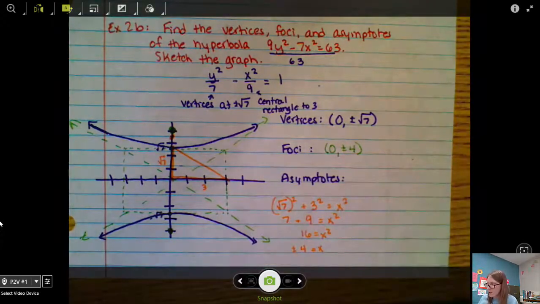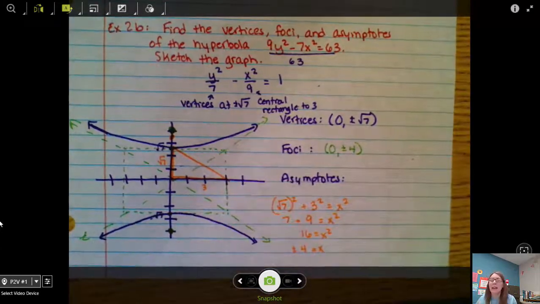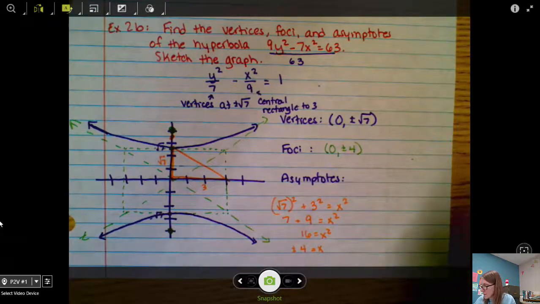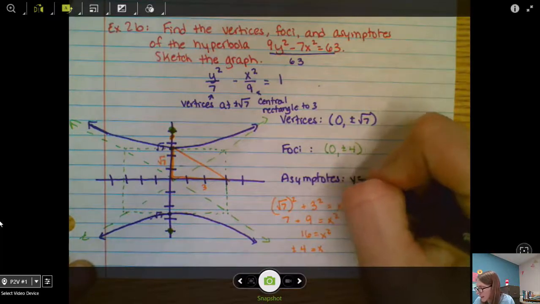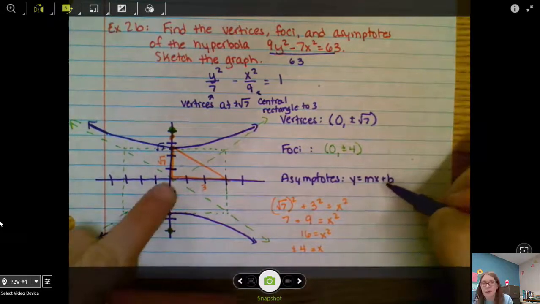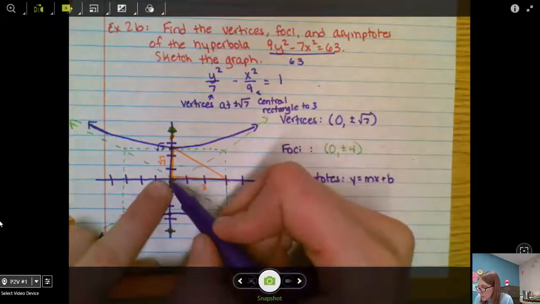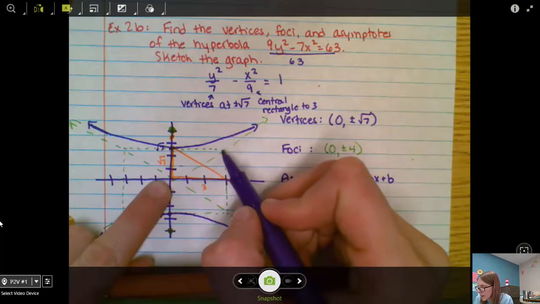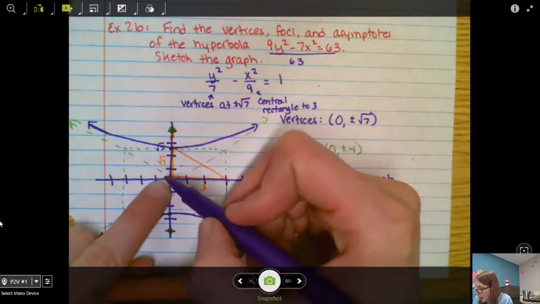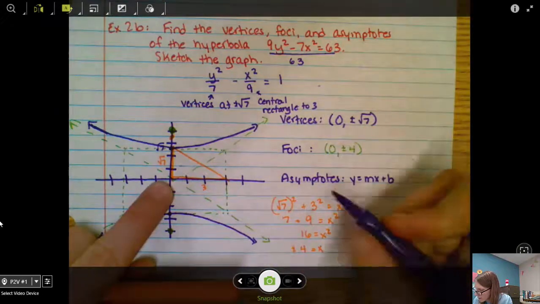The last thing we have to figure out is equations for these lines for our asymptotes. And keep in mind that when we are finding an equation of a line, we're looking at y equals mx plus b. B is our y-intercept, and we go through the origin here. M is our slope. If I go from the origin to one end of my box here, I go up the square root of 7 and over 3.